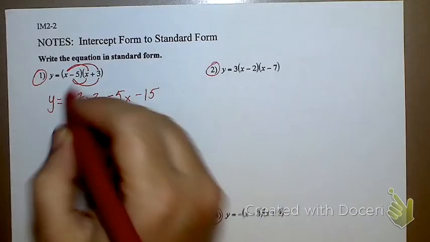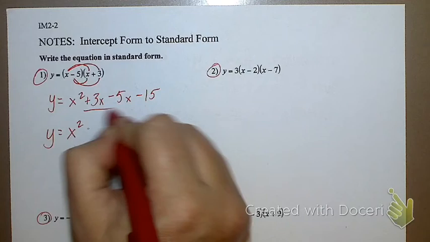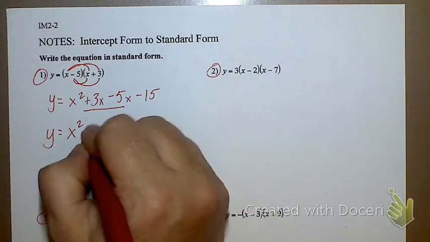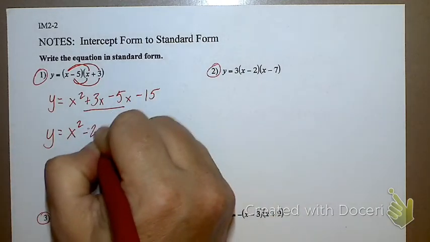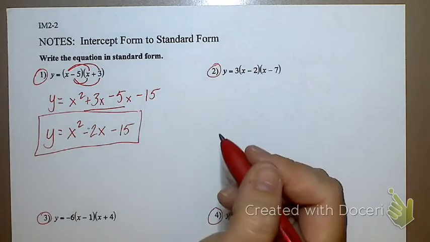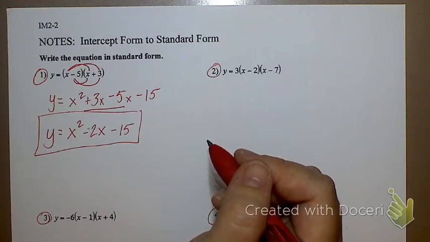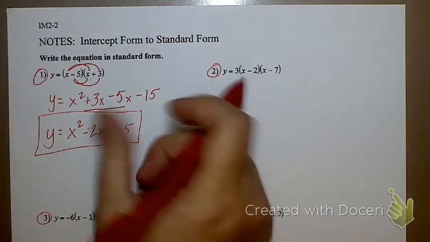Combine my like terms and make sure it's x squared first. What's 3x and negative 5x? Negative 2x. Minus 15. Done. That's standard form. That was easy. I told you today was easy. I didn't lie.